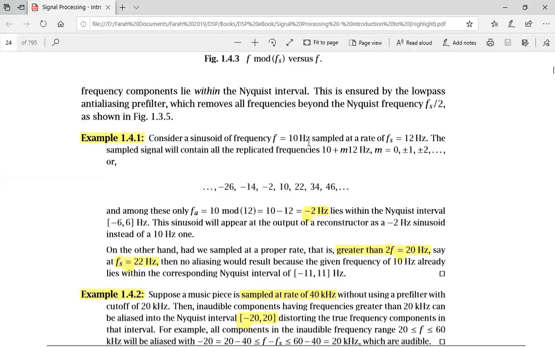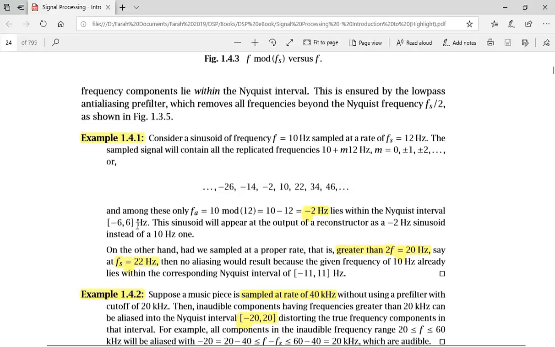That's why, in this case of 10 hertz, you observe a frequency component of minus 2 instead of 10 hertz. The original signal was 10 hertz, but it would be reconstructed as minus 2 hertz, and this minus 2 hertz is the signal lying between minus 6 and 6. Now the question arises: what is the effect of this negative frequency? Because mostly we are aware that frequency is always positive, but here what would be the effect of this negative frequency? The effect of this negative frequency can be judged in the subsequent problems.